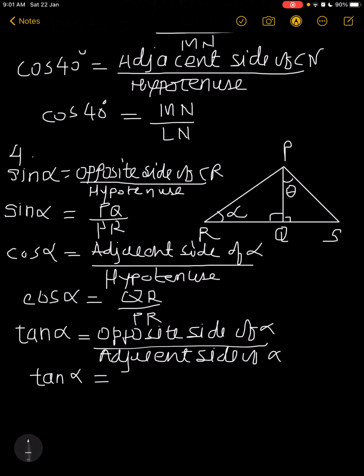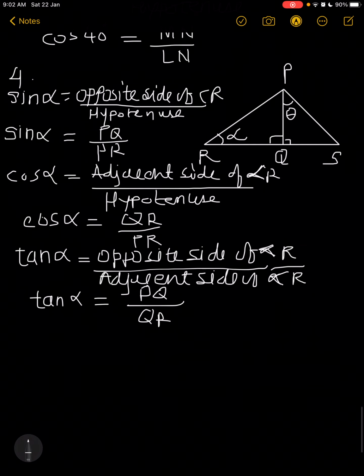Alpha is the measure for angle R. So either I write angle R or alpha. So angle R opposite is PQ and adjacent is QR. Okay. If you take it as angle R, that will also do. Alpha is a measure of angle R. Okay. For alpha we have completed 3 ratios. Now for theta we have sin theta.